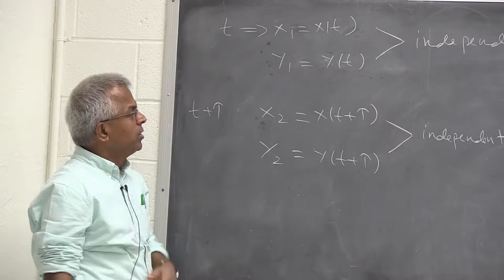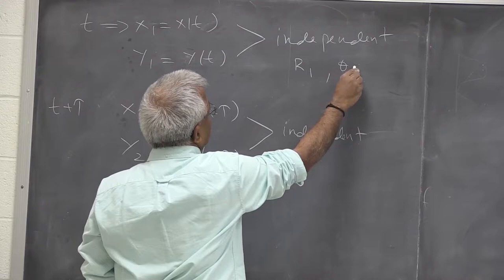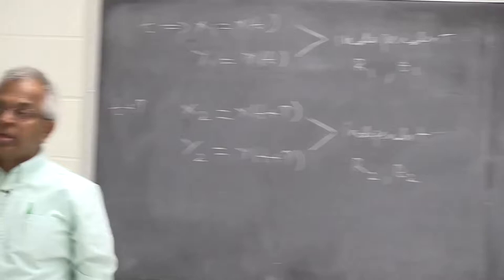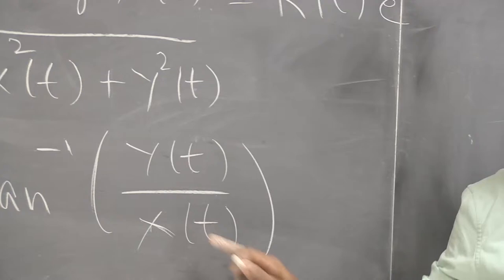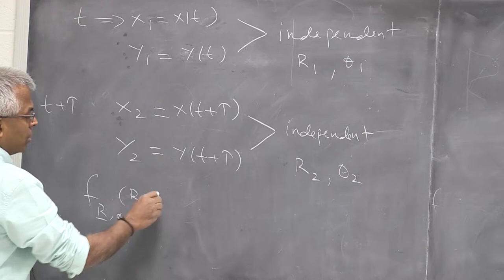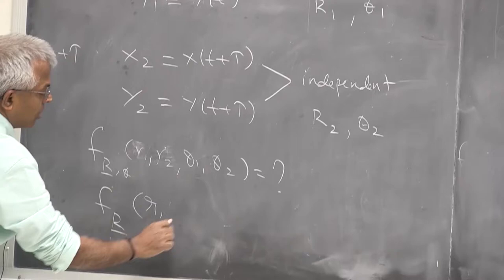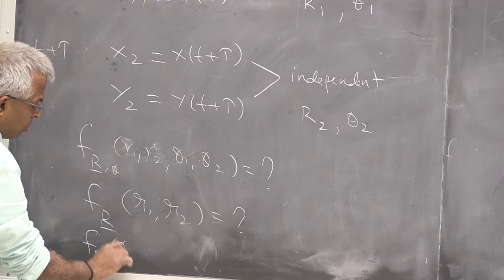At the same time, we can also generate the two random variables, R1 and theta 1, and R2 and theta 2, with R1 and R2 being related in this manner. R1 is the magnitude, theta is the phase. We want the joint density function of r1, r2, theta 1, theta 2. We may also want the joint density function of r1 and r2, and the joint density function of theta 1 and theta 2.